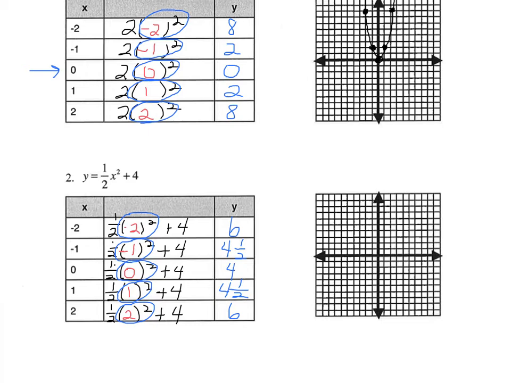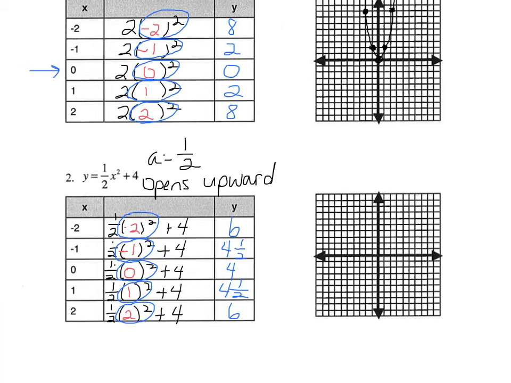All right, before we graph this, let's decide which way this is going to open. In this problem, my a value is positive 1/2. Since the a value is positive, that tells me that this graph opens upward. So let's plot these points, and hopefully we end up with a parabola that opens upward.